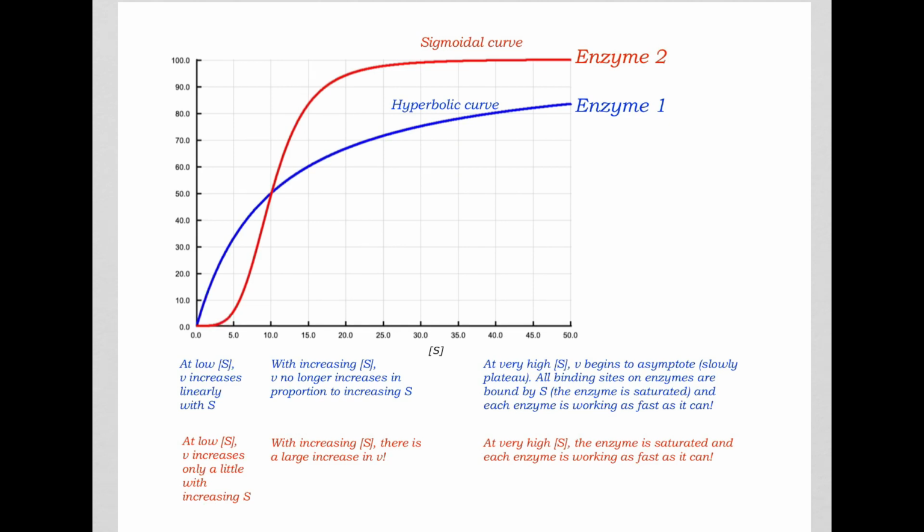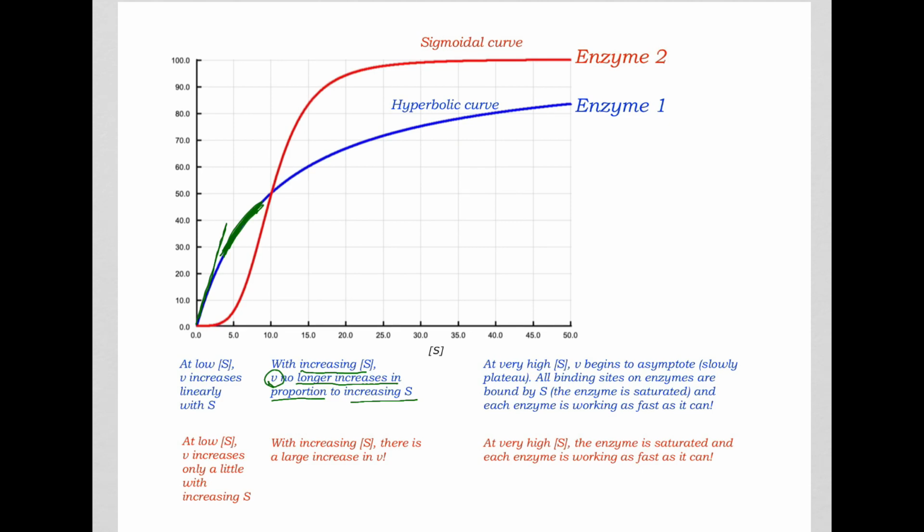As substrate concentration increases for the hyperbolic curve, we now see the loss of that linearity. So we now see this curve here, which means the initial velocity no longer increases in proportion to increasing substrate concentration. So for this hyperbolic curve, this is what we see, the loss in that linear relationship between substrate concentration and velocity.